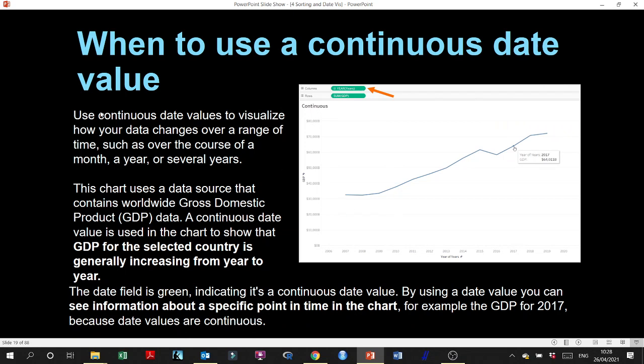When to use a continuous date value? You use a continuous date value to visualize how your data changes over a range of time. So over the years, over a range of time. And this is an example over here. So you can see in this example that the GDP or the sales or the profits, whatever this line is that you want to consider, has an increasing trend from year to year, over the years. And at any point, you can hover over a certain point and see the specific value of the measure.